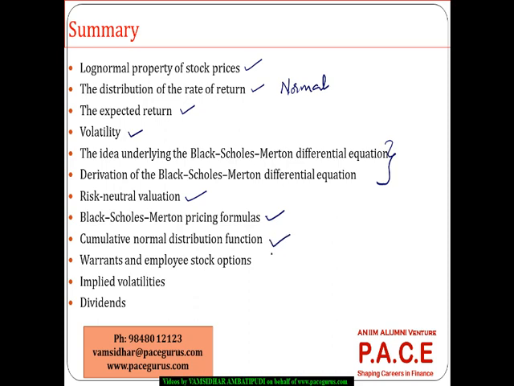Then we talked about what N(d1) and N(d2) mean as a part of the Black-Scholes equation. How do I differentiate traditional options on stocks which are listed on the exchange versus warrants and employee stock options. And towards the end, we spent some time discussing implied volatilities and what happens if dividends are present, that is, if dividends are given on a stock, how do I use that information to price European as well as American call and put options.